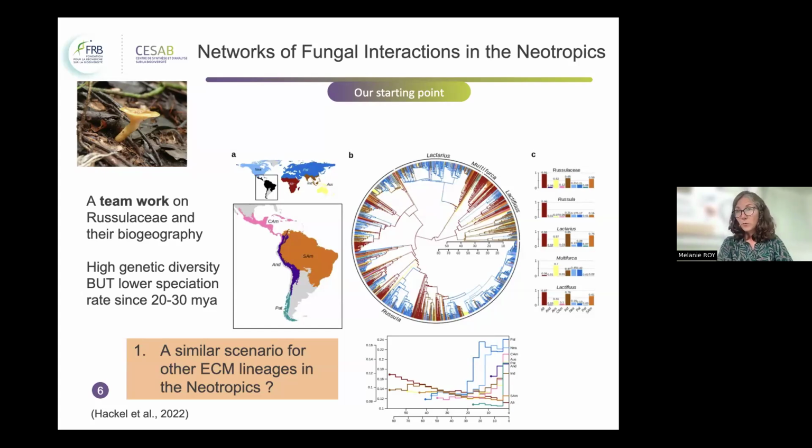So the first question we will ask is whether we had this lower speciation rate observed in other lineages, and the other question is how far we have different phylogenetic scenarios of evolution for ectomycorrhizal lineages in the neotropics.